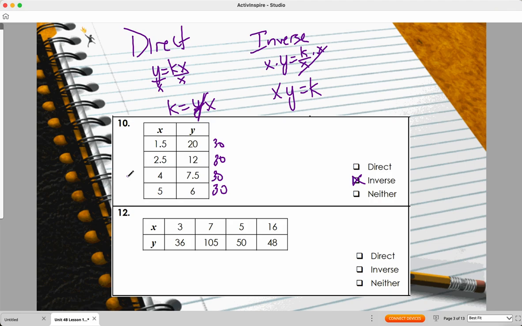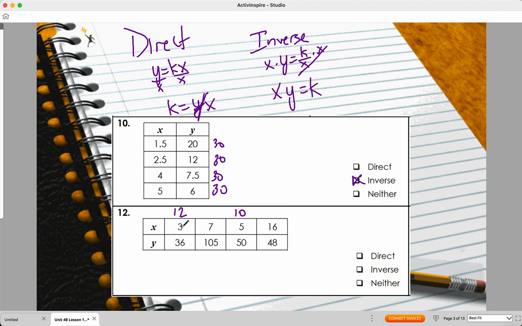So let's take a look at the last one. So this is our chance. We look here, we'll quickly check. We've got to check both of these on this one so we know which one's which. I check division first, and I always pick the easiest ones I can find. 36 divided by 3 is 12. 50 divided by 5 is 10. They're not the same, so it's not direct variation.